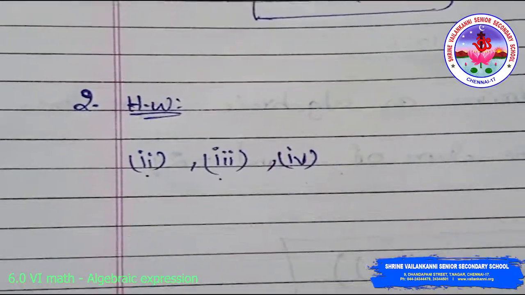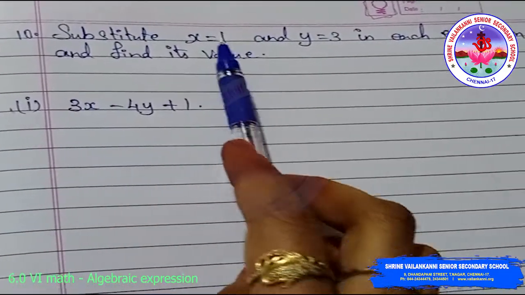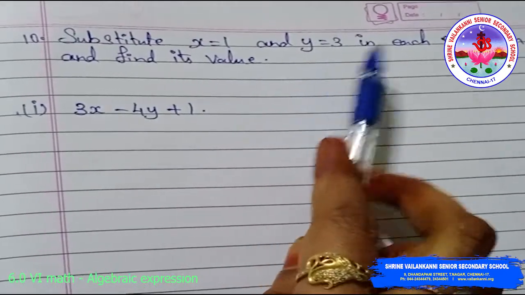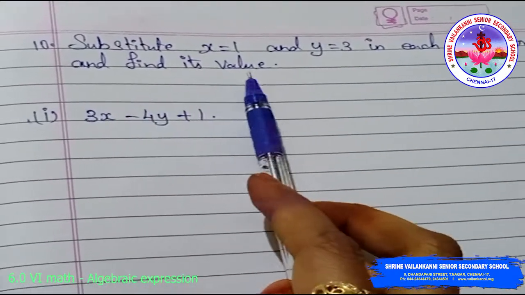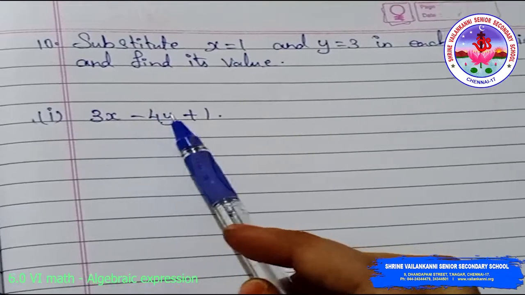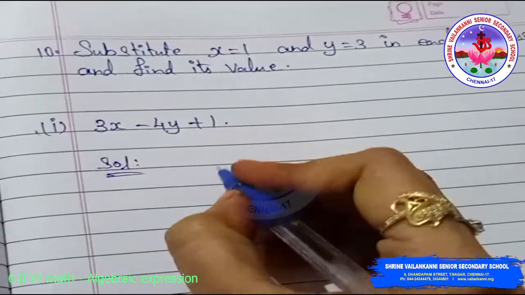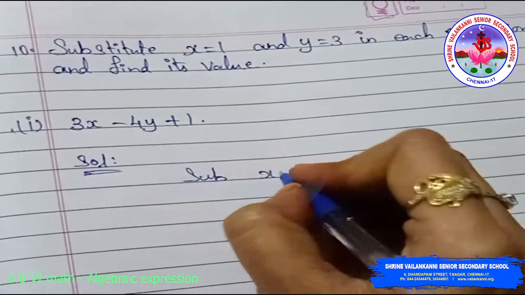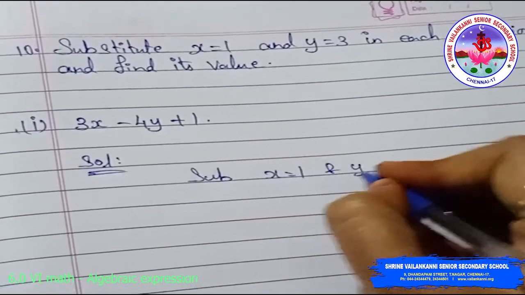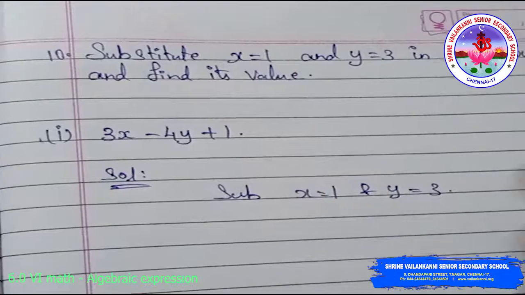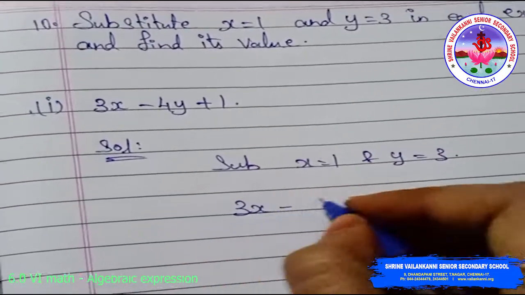Next, 10th question. Substitute x is equal to 1 and y is equal to 3 in each expression and find its value. The question is 3x minus 4y plus 1. Solution. Substitute x is equal to 1 and y is equal to 3 in the expression. Here the expression is 3x minus 4y plus 1.